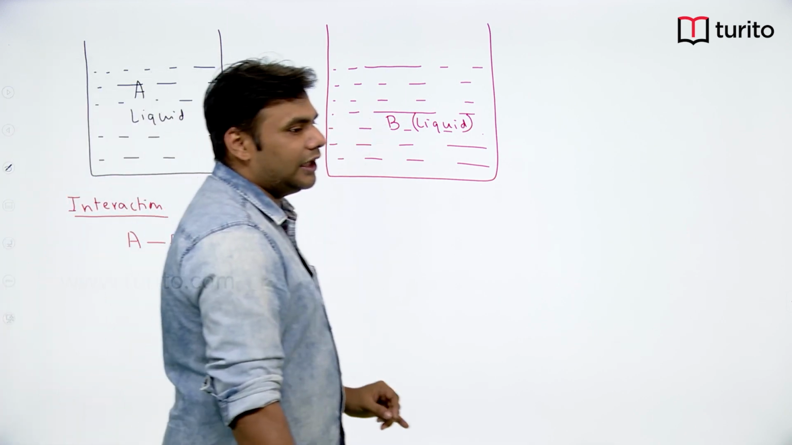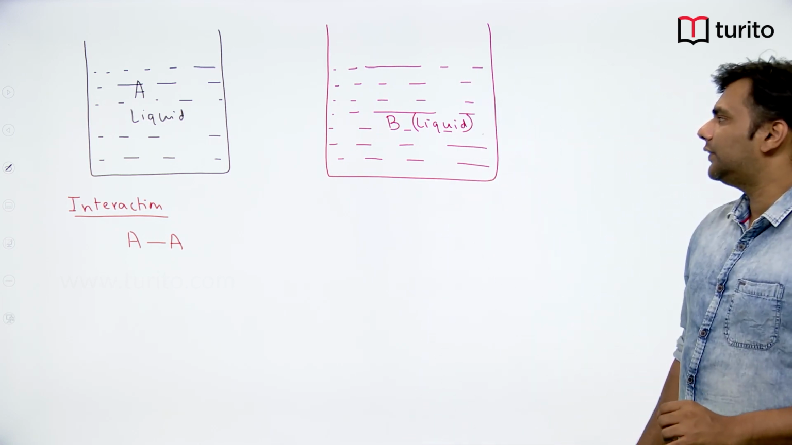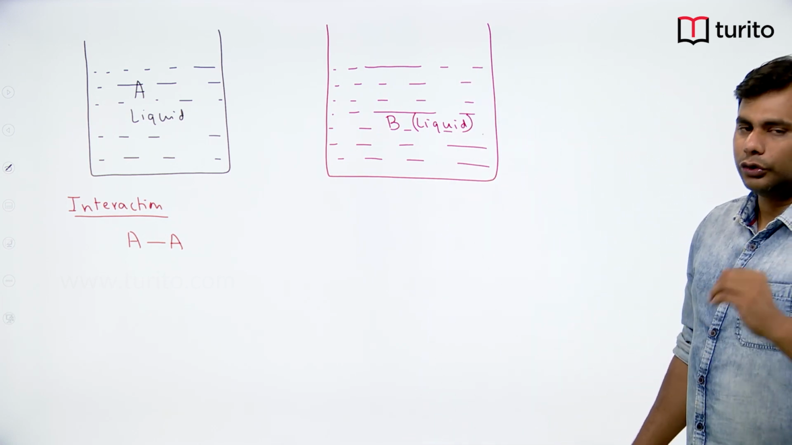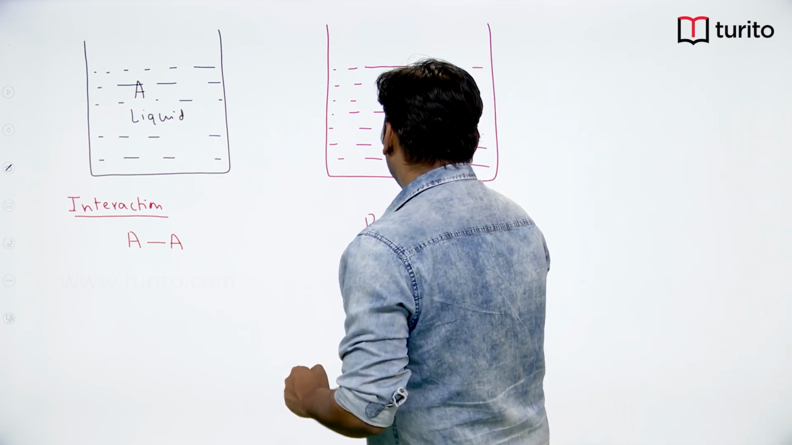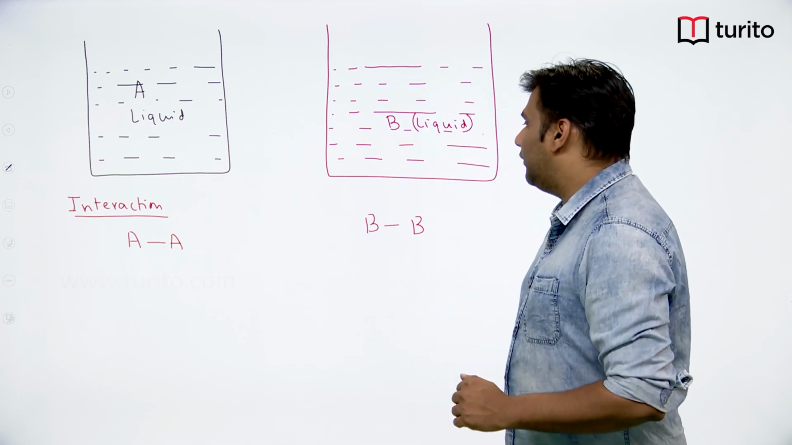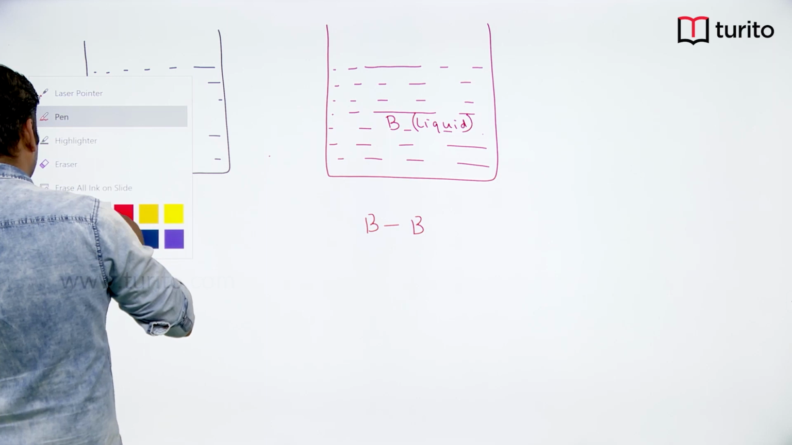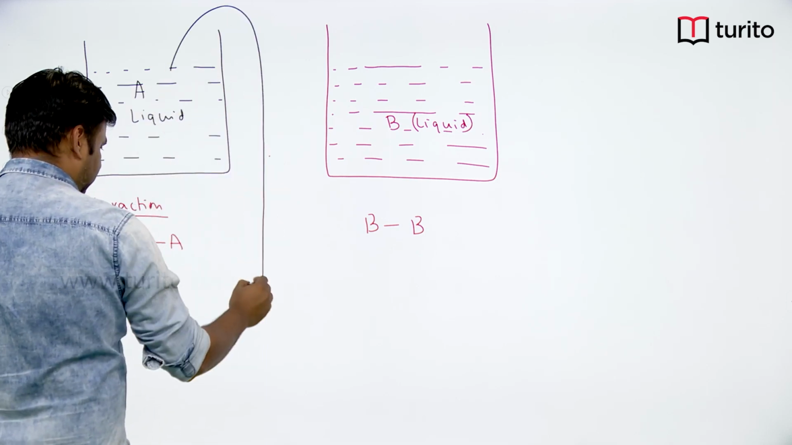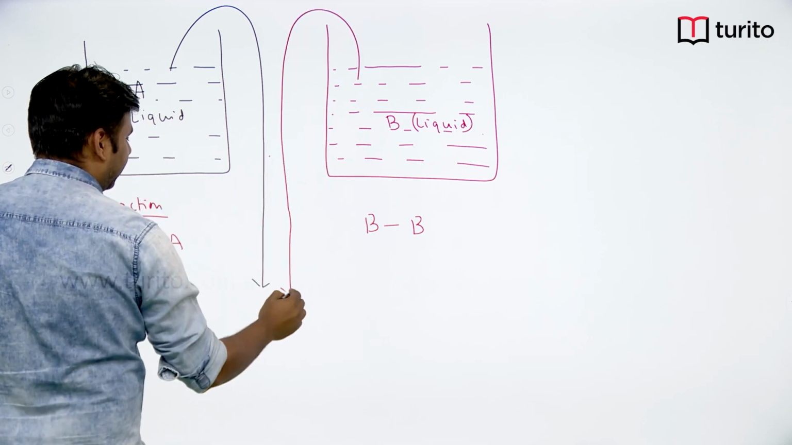Now suppose this is another liquid B. If you look in this, we are having only one component, so the only interaction possible is that of B and B. Now when we mix both of these liquids, we mix them in a common container.